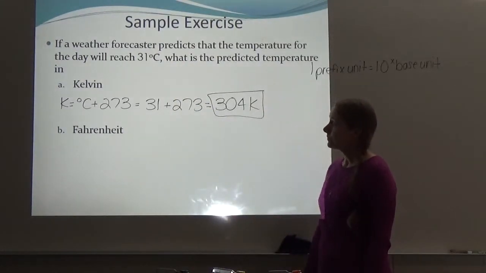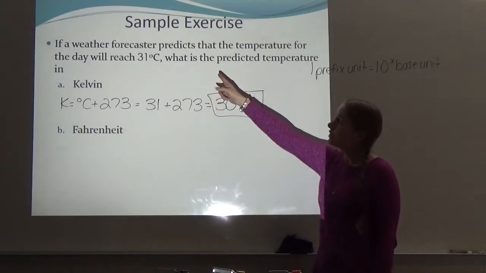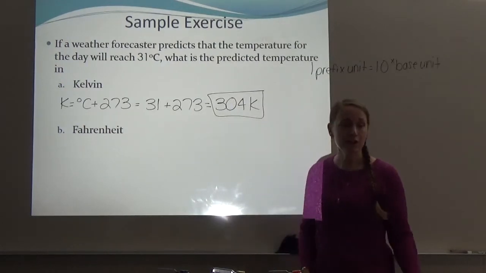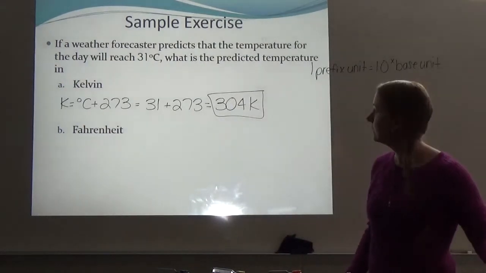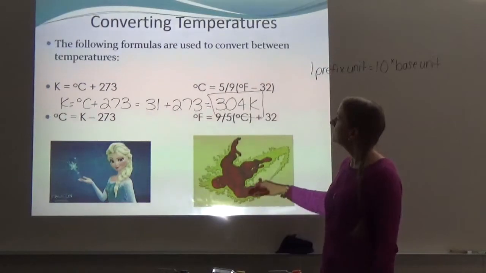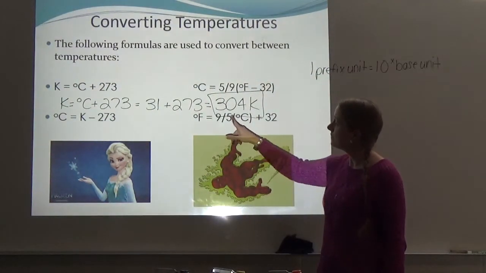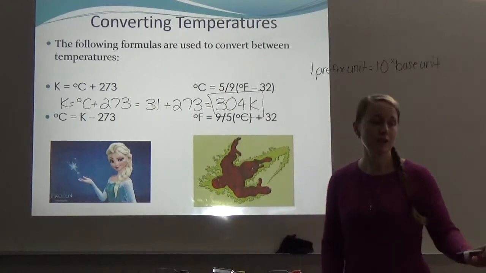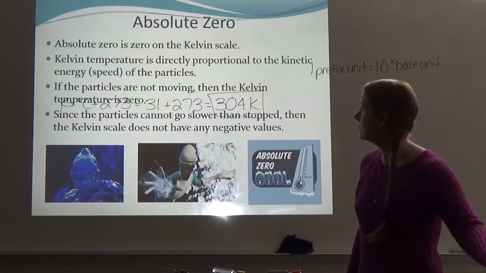All right. So next, we need to change our 31 degrees Celsius to Fahrenheit. So let's go back. So we are going from Celsius to Fahrenheit. So it's 9/5 times Celsius plus 32. That's how we're going to get to, whoops.